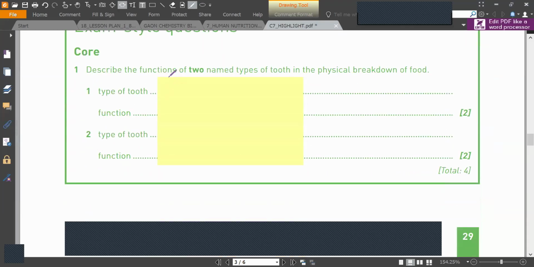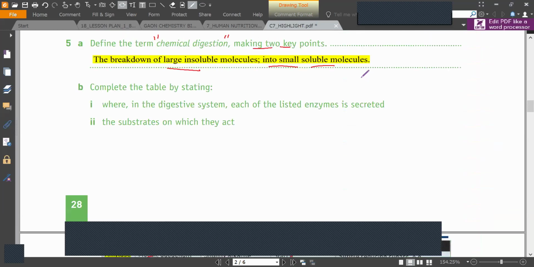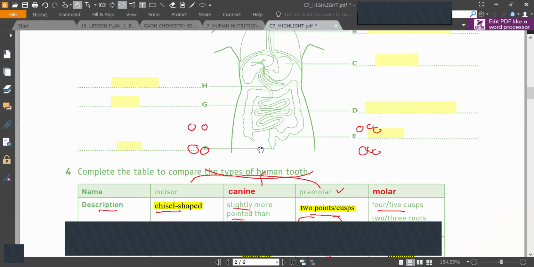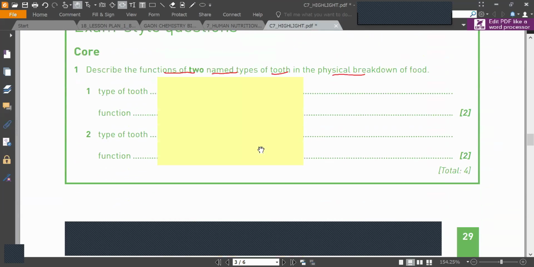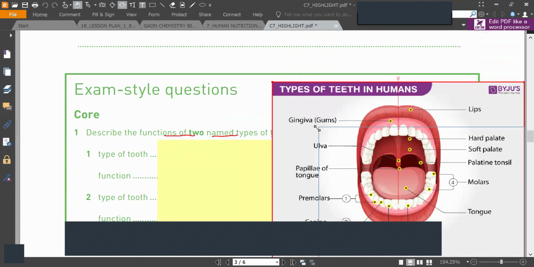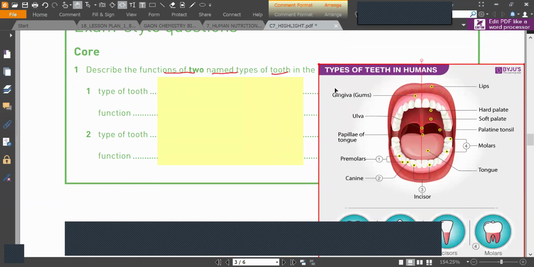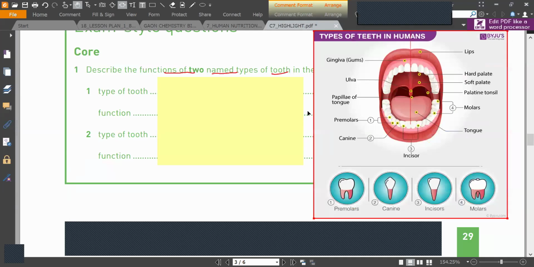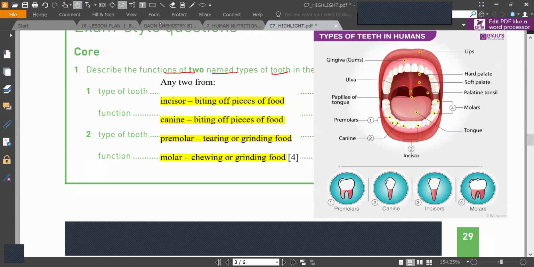Next. Describe the function of two named types of tooth in the physical breakdown of food. We can just choose any two types of teeth and talk about the function. We can choose any.